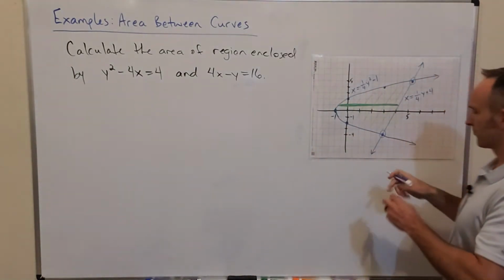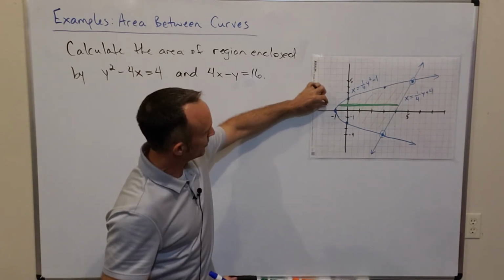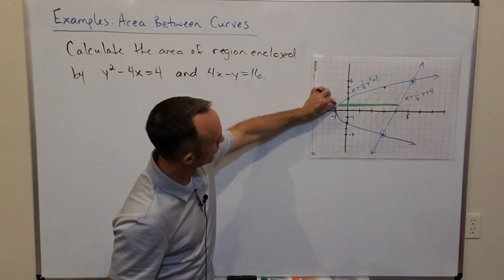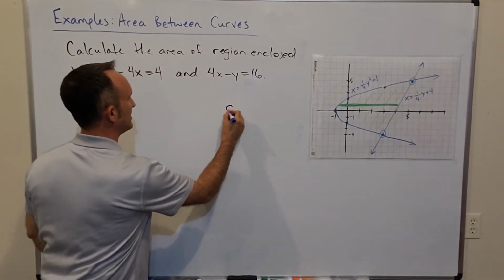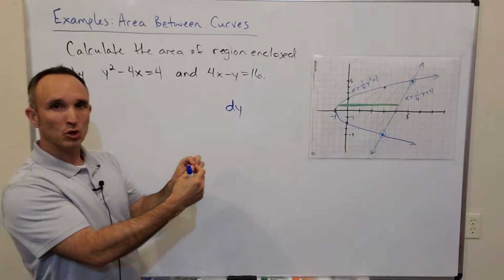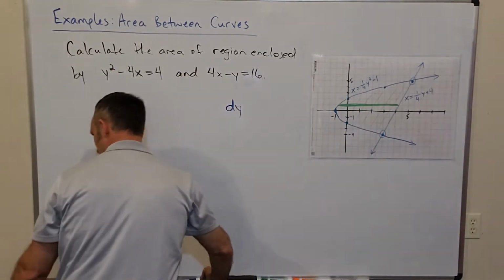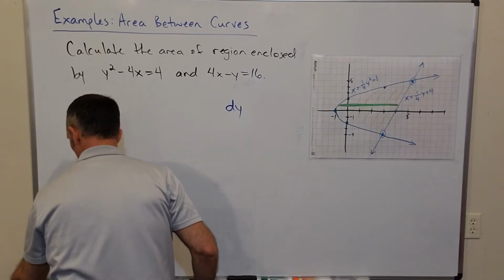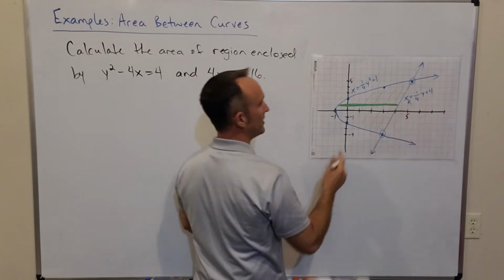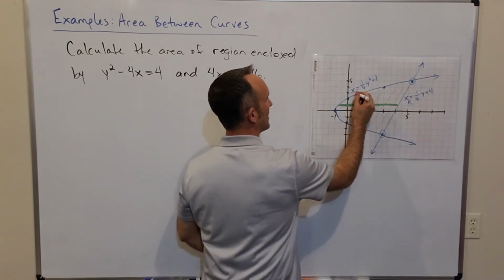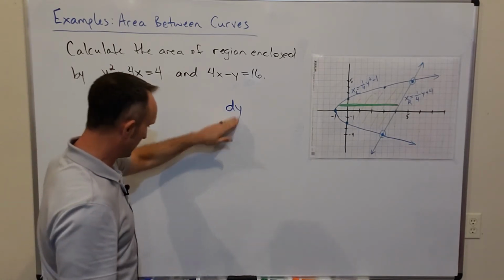Okay, so in this case, if I look at the area of that rectangle, the width of this is dy because it's a vertical change. So the width of this is dy. And I need to multiply that by its length to get the area. So I need to take my right x value, so I'll put a subscript of r on this guy because that's my right x value, minus my left x value. And they need to be in terms of y.